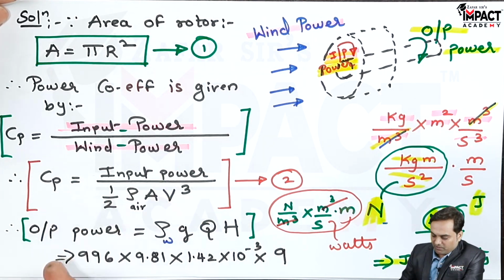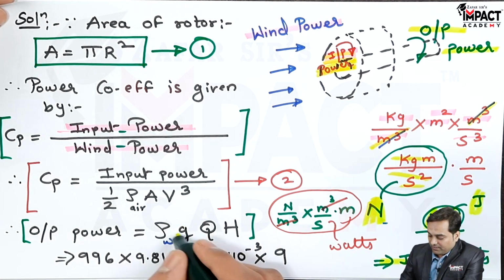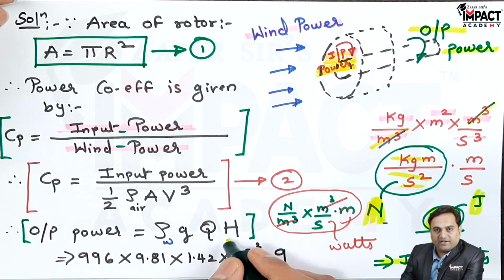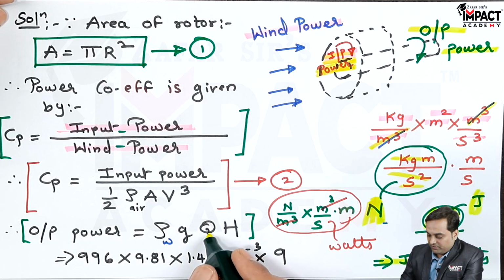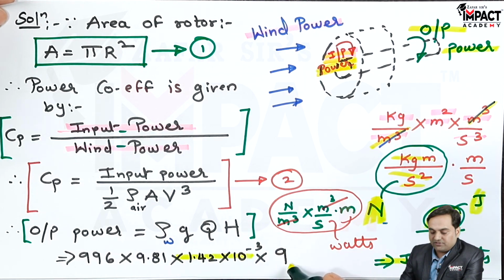Now to get input power, first we need to know output power. Output power is calculated as density of water, because this is the power of the pump, or the centrifugal pump. G is the acceleration due to gravity. Q is the discharge, and capital H is the head of the pump. Density of water is given. G is 9.81. Capital Q is in meter cube per second, and H is in terms of meter.